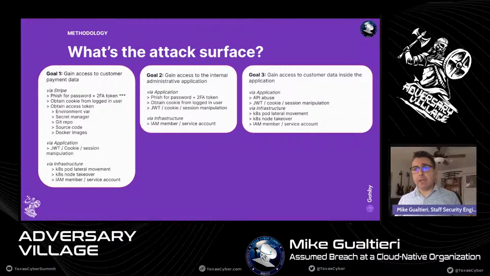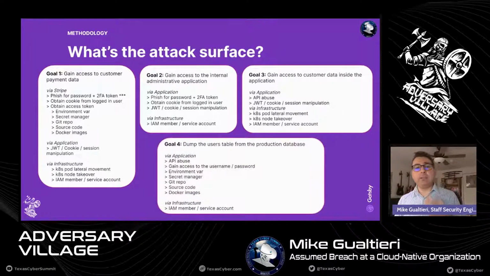Third is gaining access to the customer data from inside the application. So that can happen inside the application through API abuse, again, with the JWT or session manipulation. It can happen in an infrastructure. Again, really similar. We can break out of a pod. We can move laterally. We can take over a node. We can access this with a service account with higher privileges.